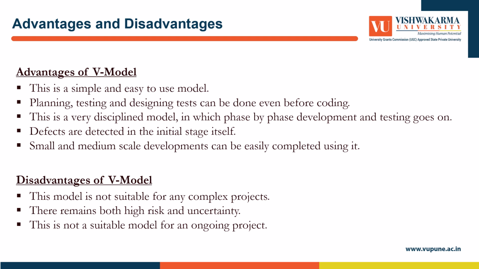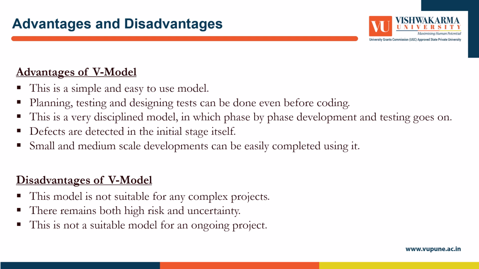There are some advantages and disadvantages of the V model also. The advantages of the V model are: it is a simple and easy to use model. Planning, testing, and designing tests can be done even before the coding. This is also known as a discipline model, in which phase by phase development and testing goes on. Defects are detected in the initial stage itself, and it is useful for small and medium scale developments because it can be easily completed using it.